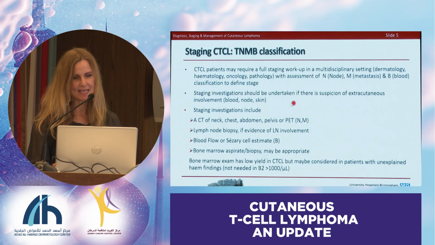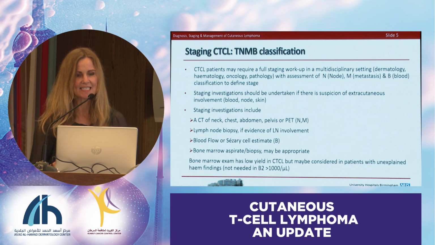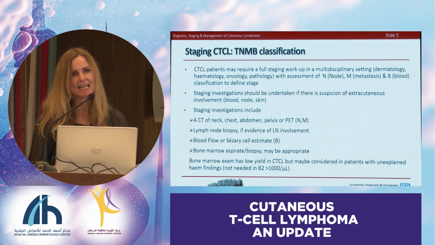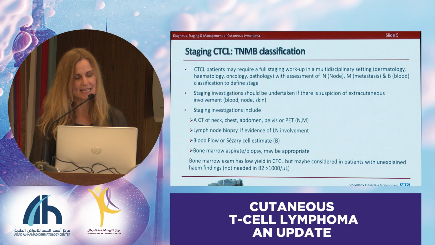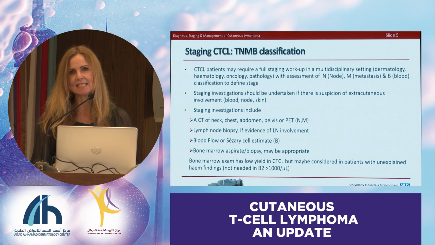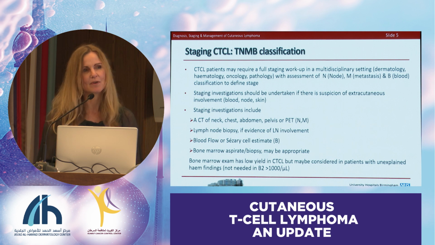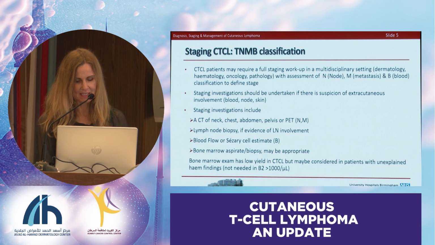When we're looking at staging, we have the TNMB classification. The T stands for the skin, so the tumour burden in the skin, the N node, M metastasis, and B the blood. So how do you test for these stages? Well, the skin is an mSWAT score, so a percentage body surface area of patch, plaque, and tumour. The nodes are assessed using a CT or PET scan and lymph node biopsy if enlarged. And we have an enlargement of 15 millimetres or more as our recommendation for a biopsy. PET or CT scan will also show you any visceral disease, which is very rare at presentation. And blood is determined by flow cytometry, and we use the CD4 positive, CD7 negative, and CD26 negative population to determine the blood class.